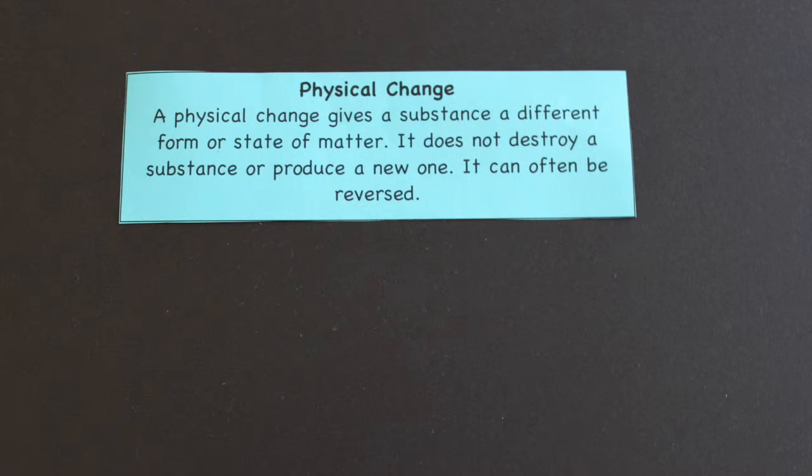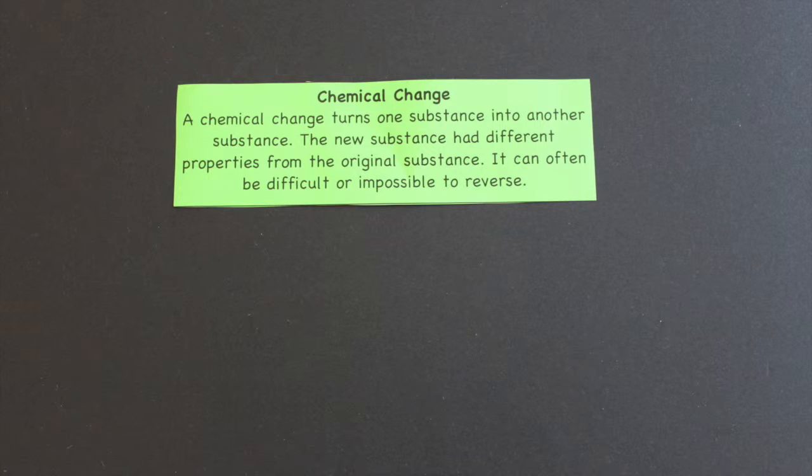Physical change looks different from its original state. It can be reversed. Chemical change can turn into a new substance and it is hard to reverse.